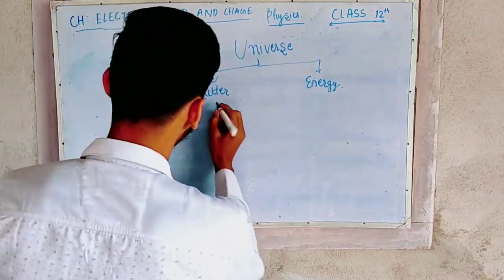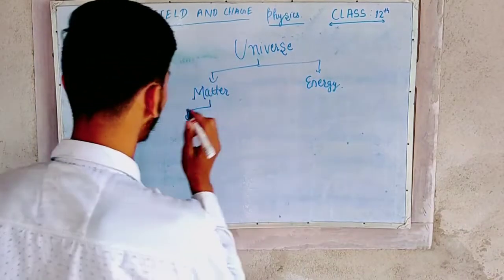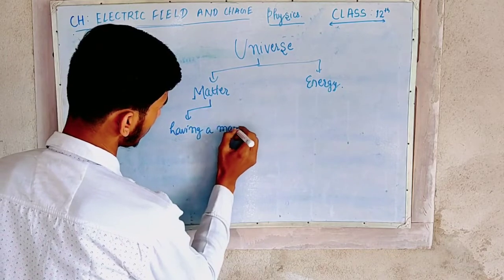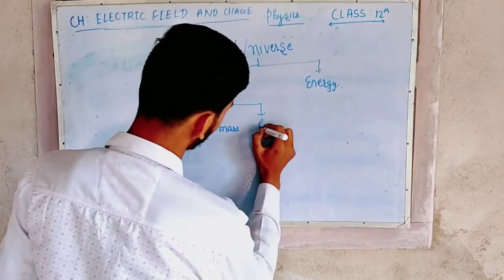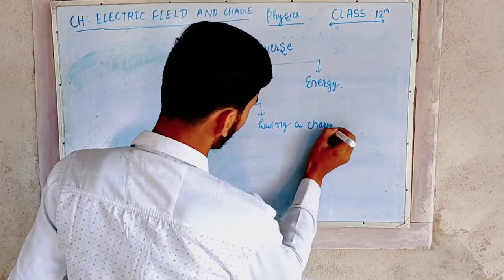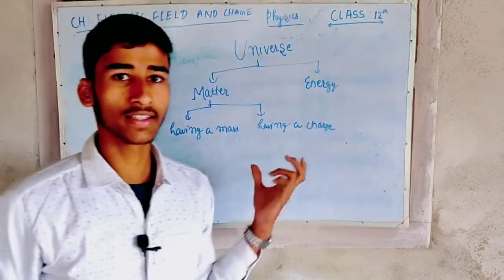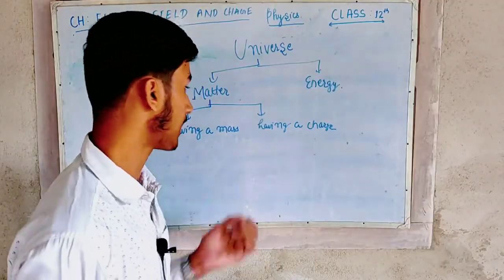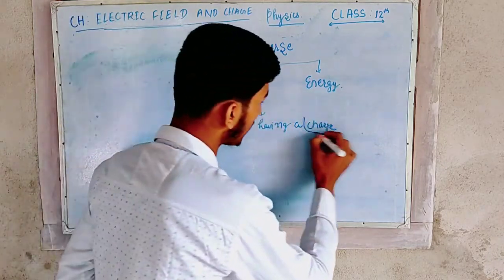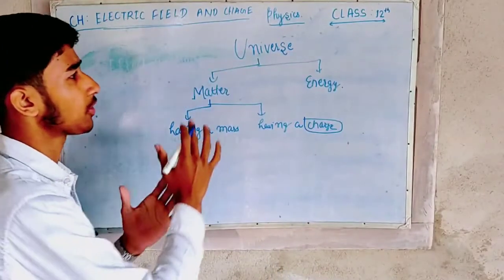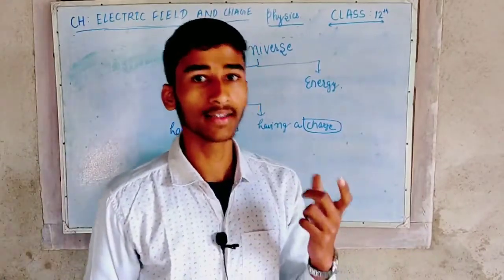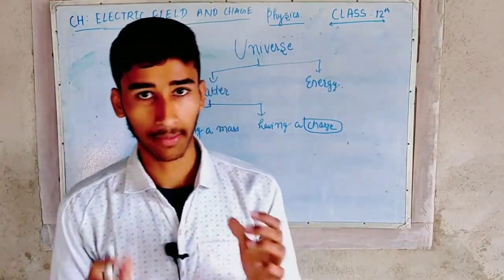We all know that the intrinsic properties of matter are having a mass and having a charge. So basically these are the intrinsic properties of matter, having a charge and having a mass. I hope you understand that we will study about the charge, right? The universe is made up of only two things, matter and energy. The intrinsic property of matter is having a charge and having a mass, right?